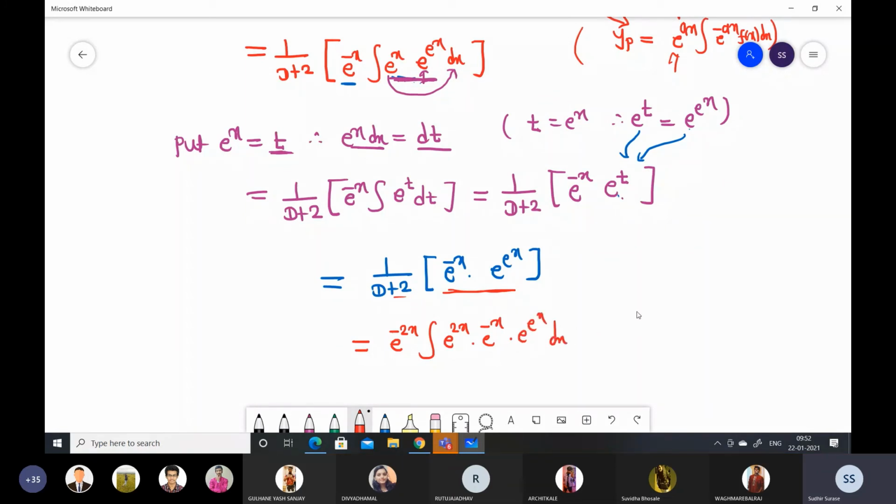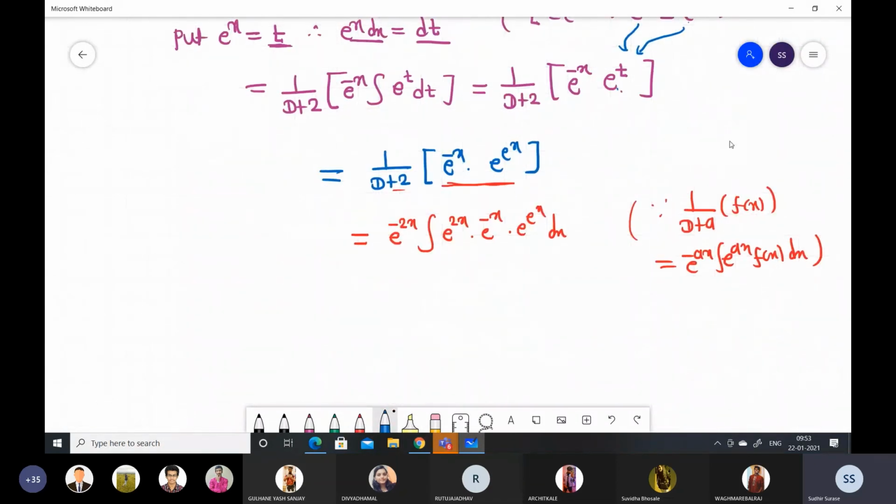Okay. Again, I used this formula 1 upon d plus a f of x is equal to e to the power negative ax inside e to the power ax f of x dx for finding the particular integral. And if you have negative here, then you have to write outside positive a, right? So this is the integral we want to solve. So therefore it is e to the power negative 2x inside, this positive 2x and negative x will get cancelled, so it's simply e to the power x and e to the power x dx.